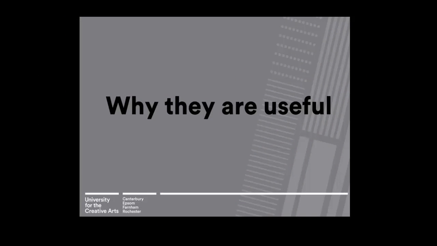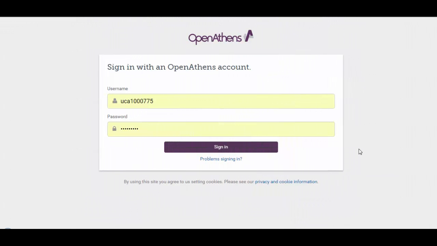So now we're going to have a look at why databases are useful. They are accessed online, which means that you can use them from home, 24 hours a day and 7 days a week. When you click on a database, you will be asked for your Athens username and password and will see a screen similar to this. If you don't know your Athens username and password, go to the My Library tab on MyUCA for more details.